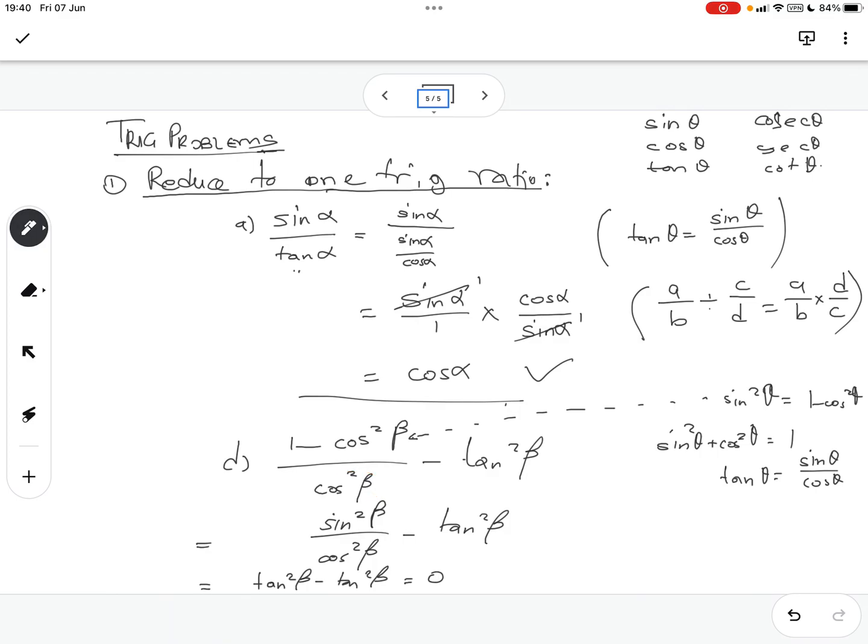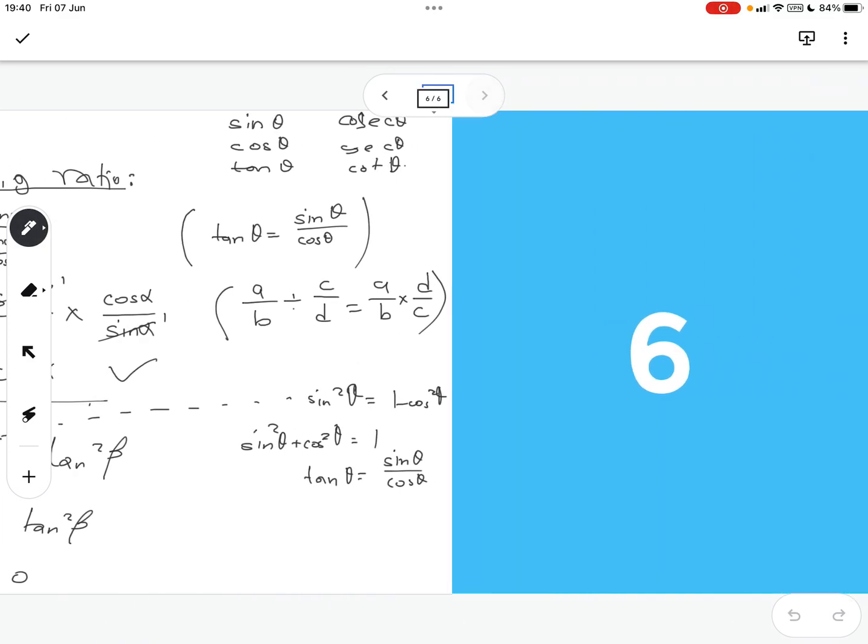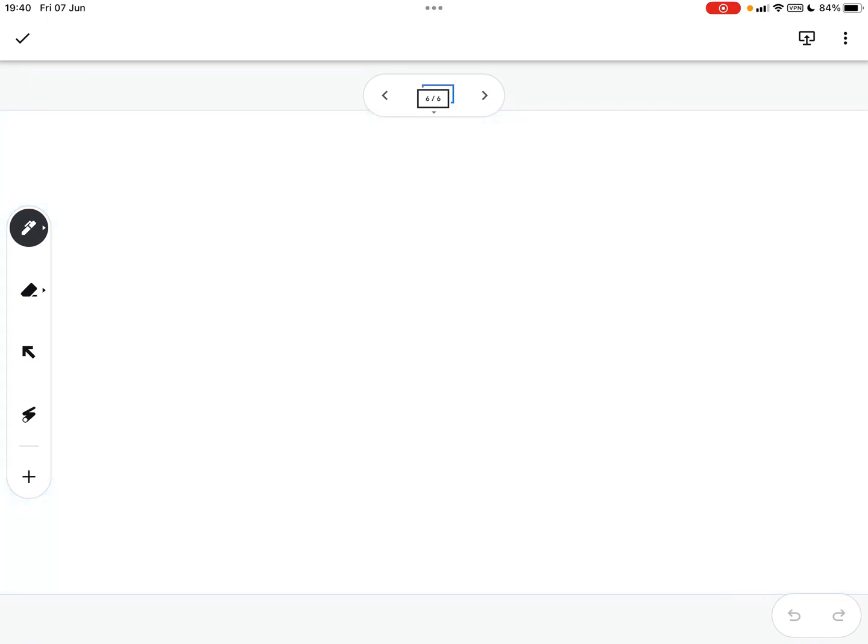Note that this doesn't say that cos squared beta is 0. It just tells us that the result of reducing this to one trigonometric ratio gives us 0. Doesn't say that this denominator is 0. Right? Just be careful of that.